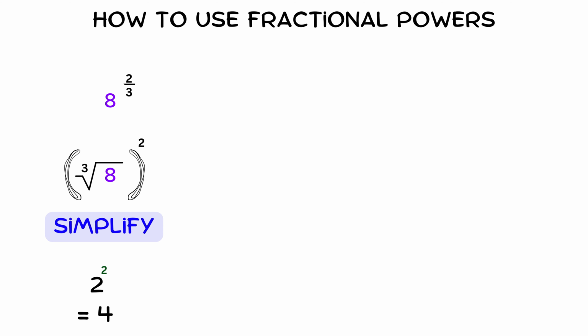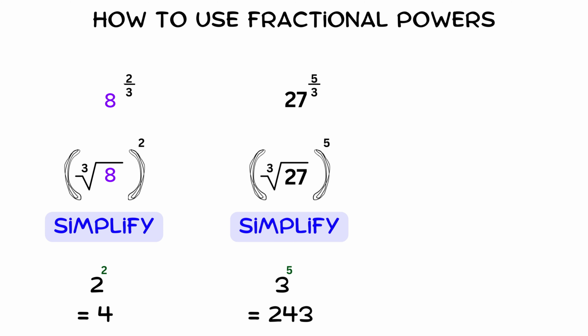Now, let's have a go at some slightly harder ones. For this first one, we're trying to do 8 to the power of 2/3, so because this 3 means cube root, and this 2 means square, you want to rewrite it as the cube root of 8 all squared, which we can then simplify. So the cube root of 8 is 2, and 2 squared is 4, so our answer is 4. Next up, we have 27 to the power of 5/3, which means that we're going to have the cube root of 27 all to the power of 5, which we can then simplify to 3 to the power of 5, which is 243.